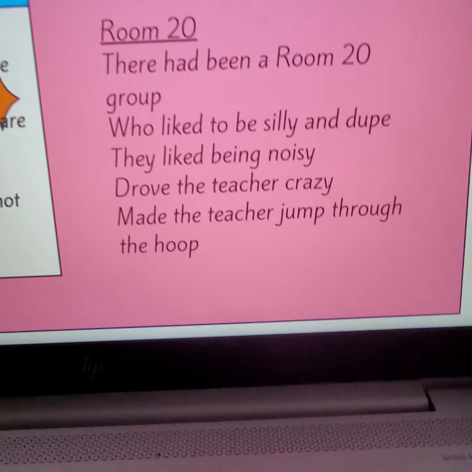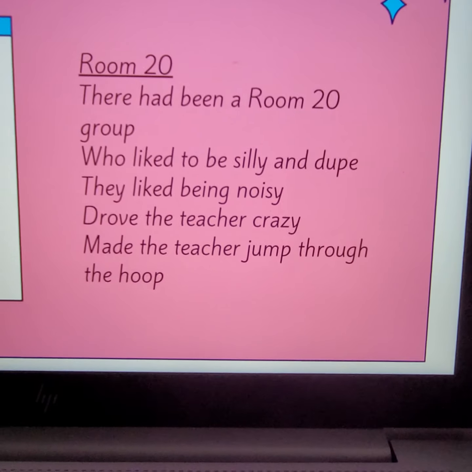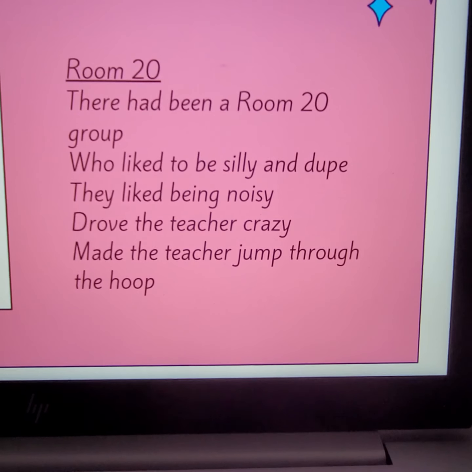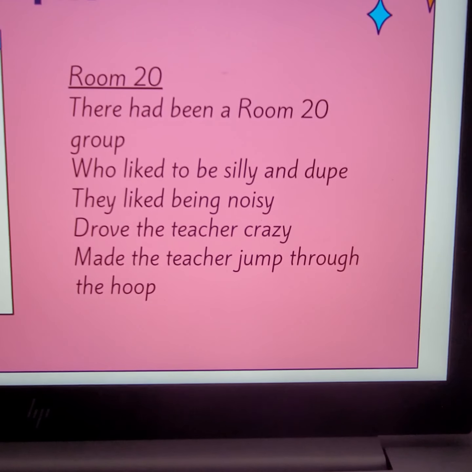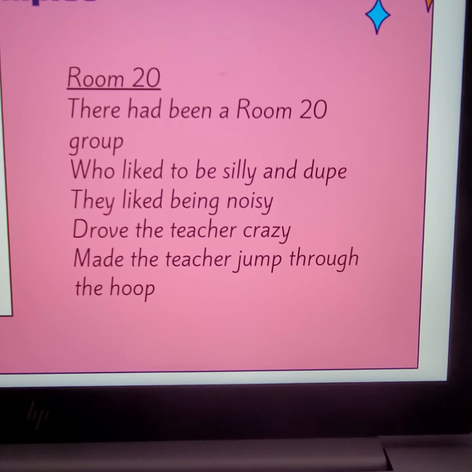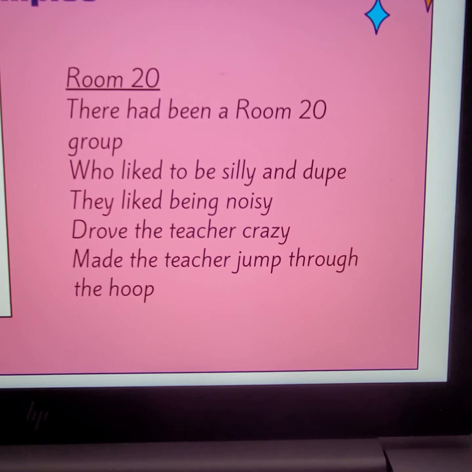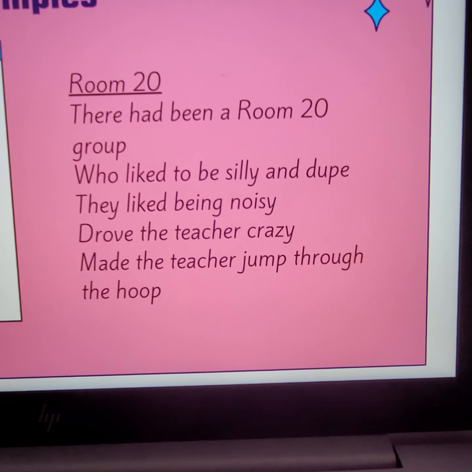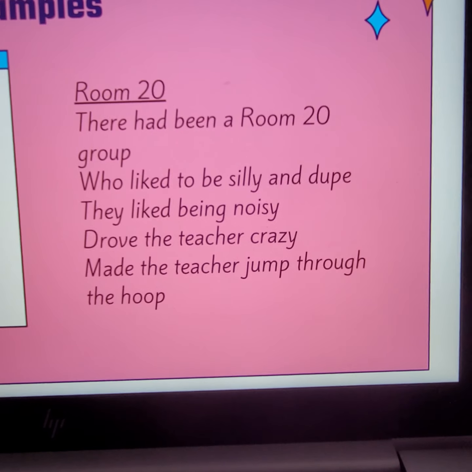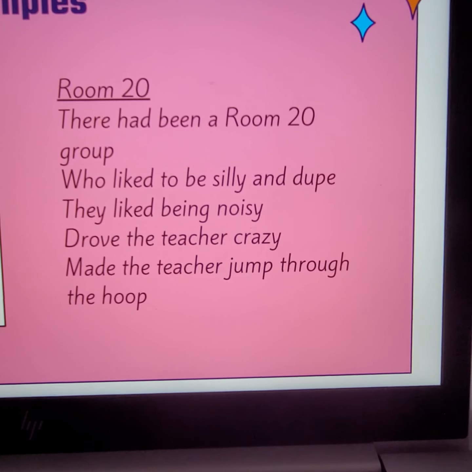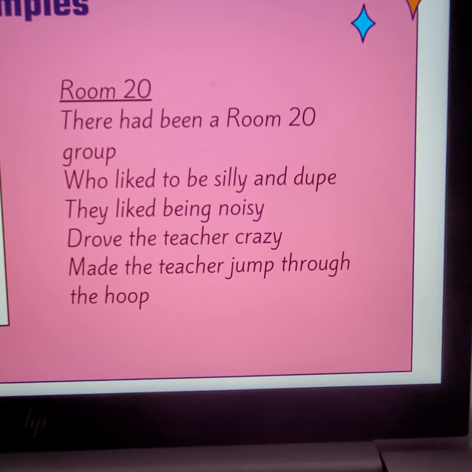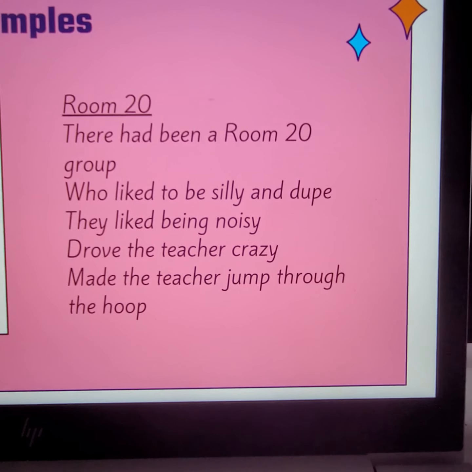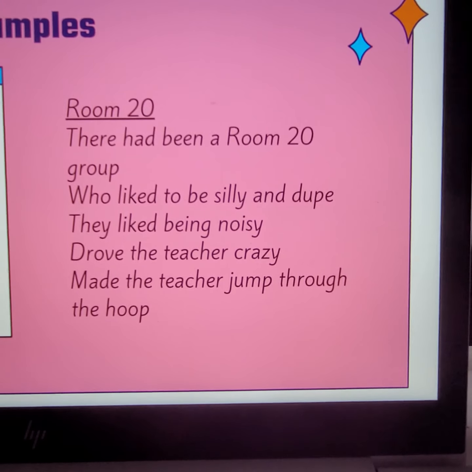The next poem I have for you is a poem about room 20. Room 20. There had been a room 20 group who liked to be silly and dupe. They liked being noisy. They drove their teacher crazy, made her jump through the hoop. Now you can pause the video here and check if I have met my rules by making sure that the amount of syllables is correct.